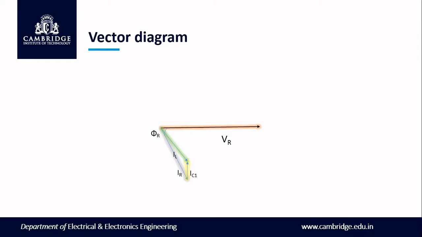By taking IL as reference, we are going to draw the voltage drop across the resistor. In a pure resistive circuit, we know that voltage and current will be in phase. With respect to IL, I have drawn the drop IL into R. Next we have the inductive reactance XL. The voltage drop across the inductive reactance will lead the current IL by exactly 90 degrees. Now joining this triangle, we get IL into Z.